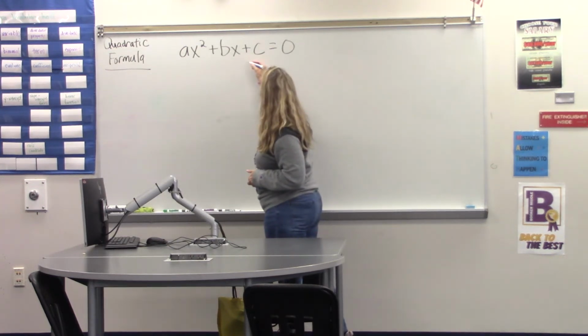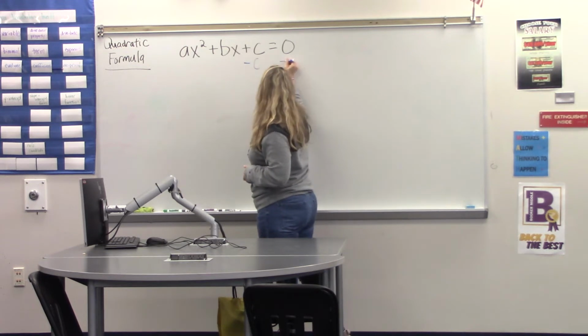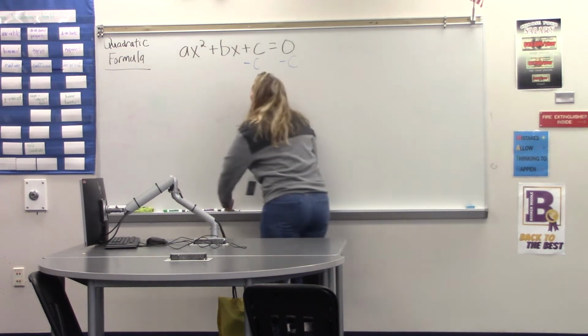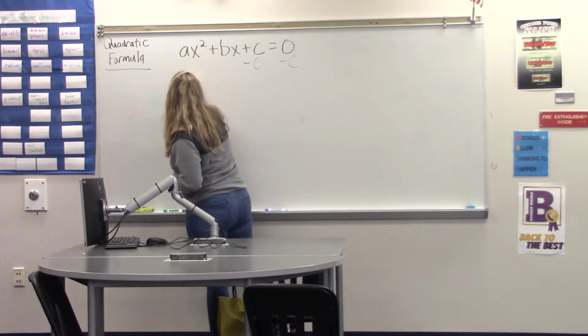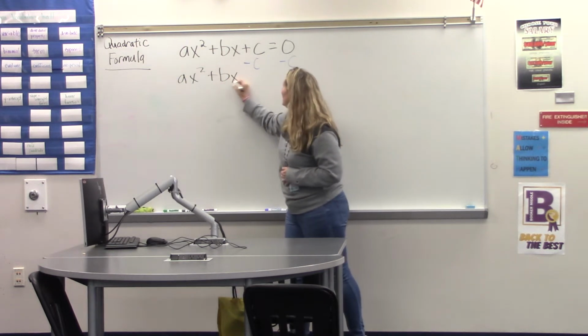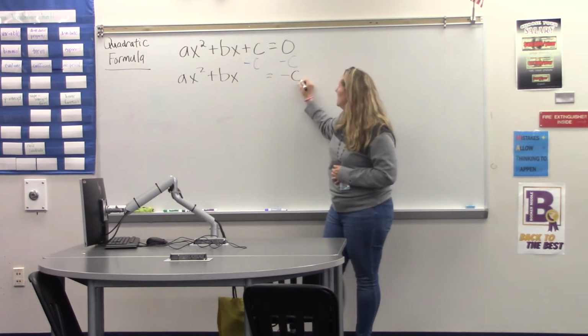First, remember we have to move c over to the other side. So I'm going to subtract c from both sides, right? Now I'm left with ax squared plus bx equals the opposite of c.